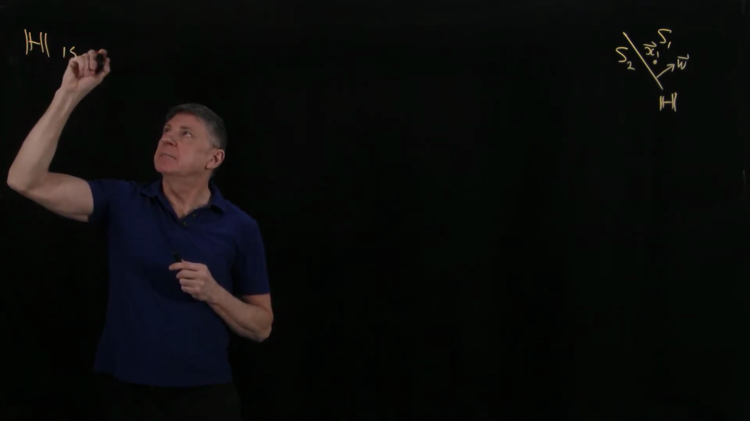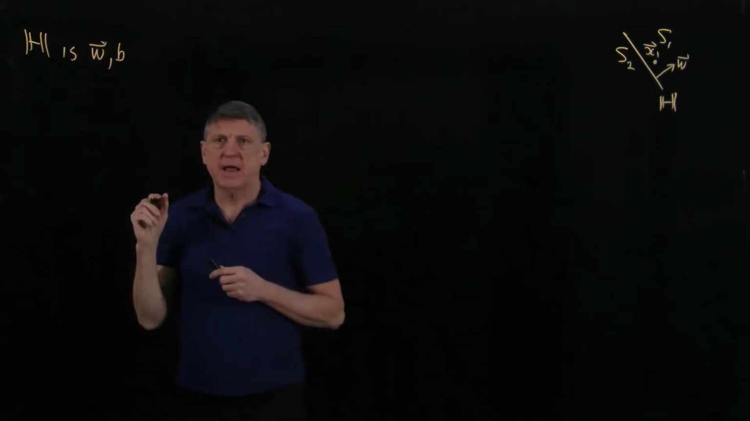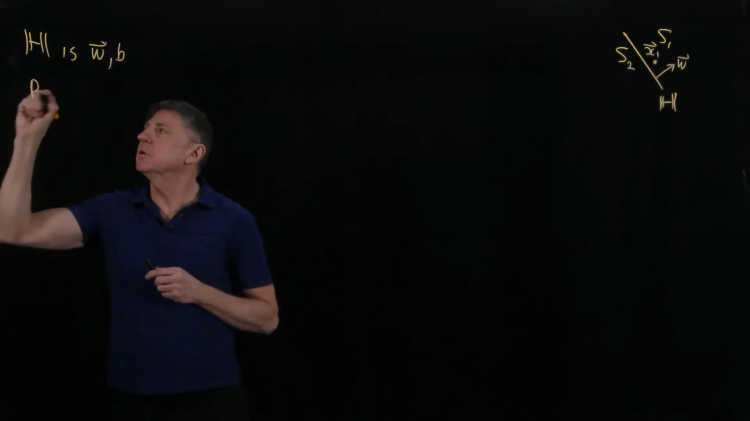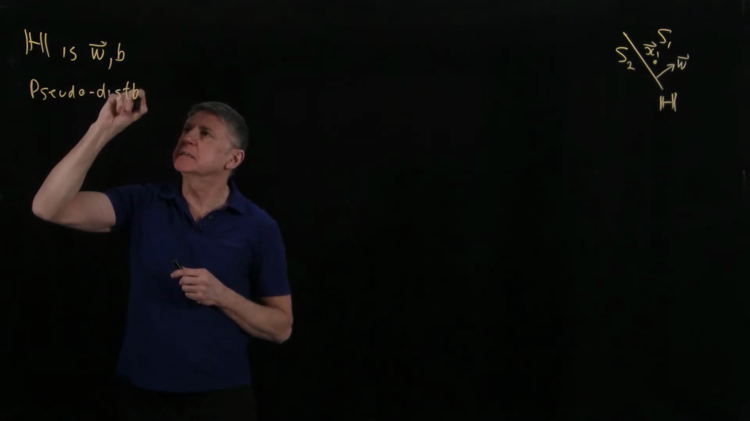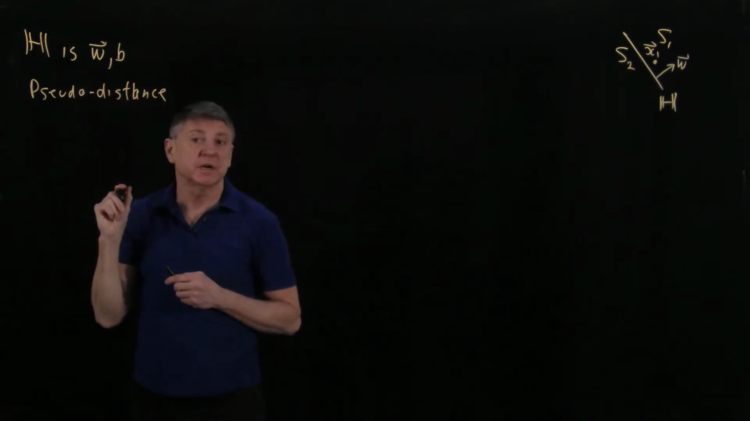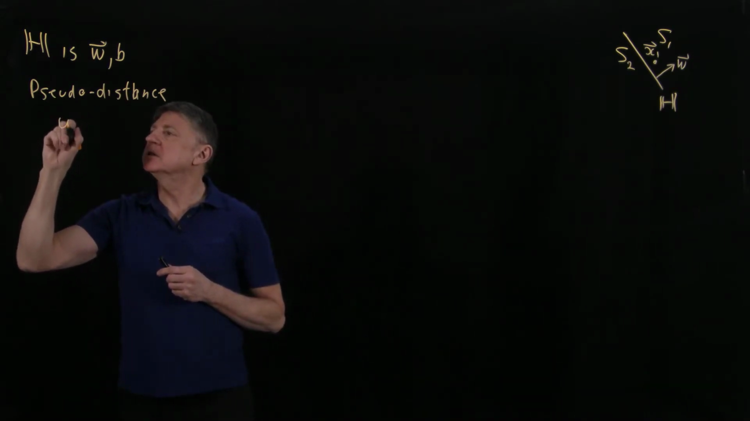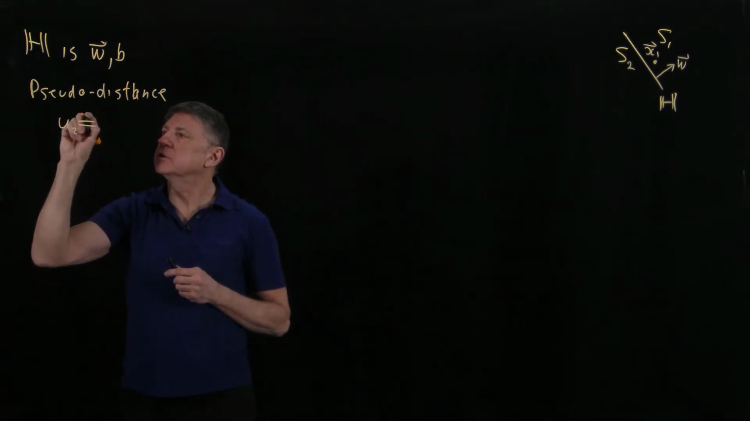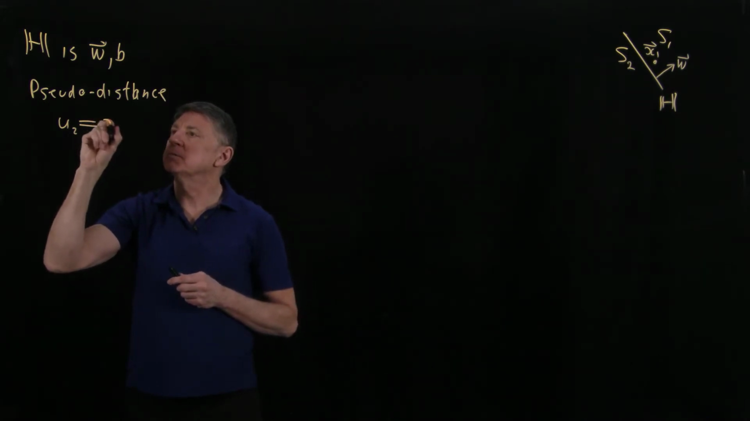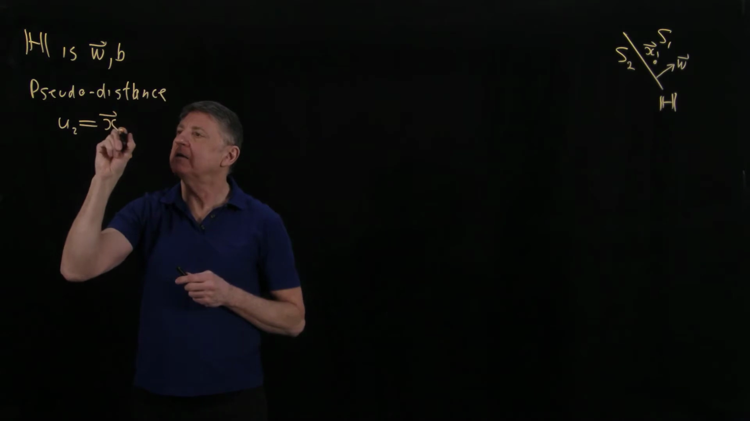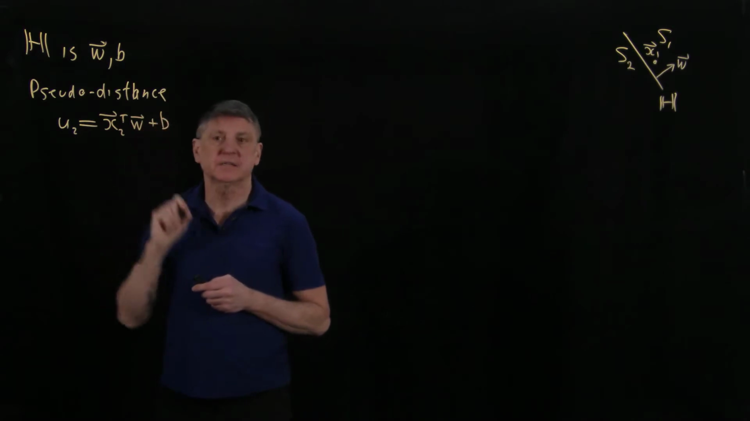is given by a weight vector and a bias scalar. And what we want is the pseudo distance. This is not an exact distance, because the exact distance would require that W has a unit length. But the pseudo distance number i is going to be defined as, or just equals, the transpose of the ith observation, multiplied by the weight vector, plus the bias scalar.